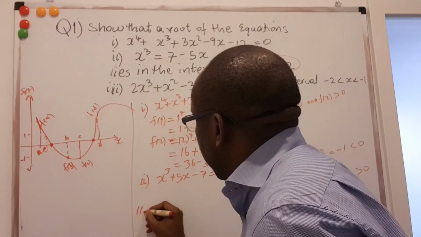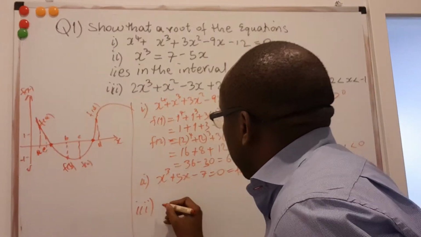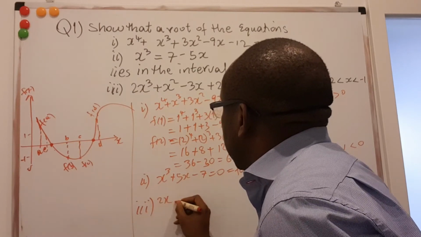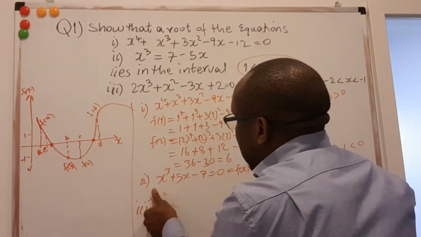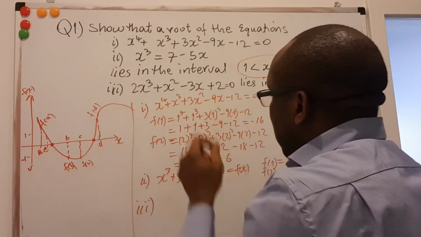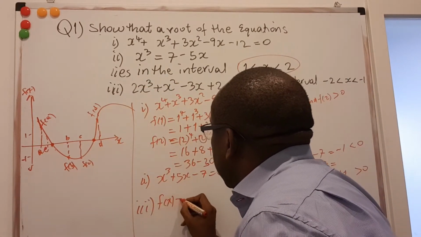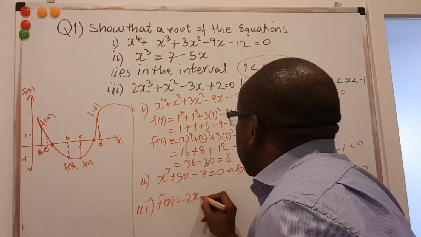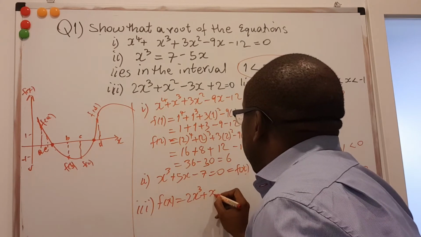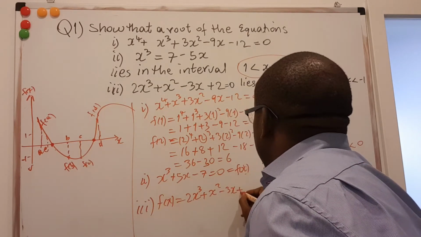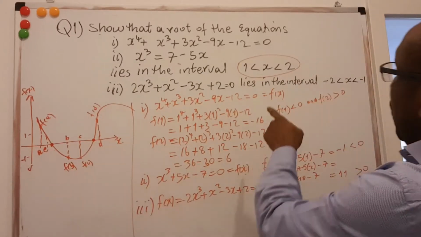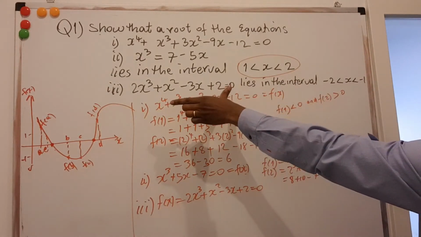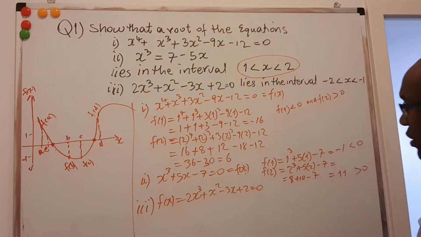Let's see the third one. So let's just say f of x is equal to this part. You can check that afterwards. So if our f of x is equal to 2x cubed plus x squared minus 3x plus 2 is equal to 0, we have to check that this has a root in this interval minus 2 to minus 1.